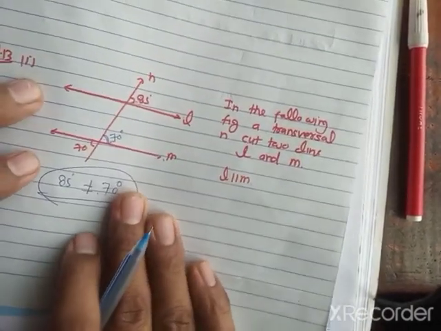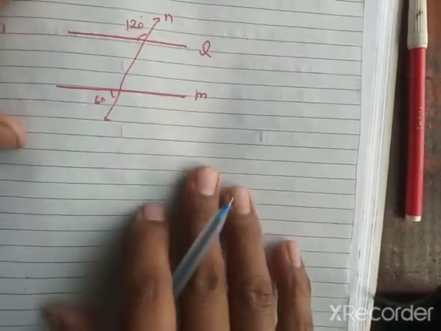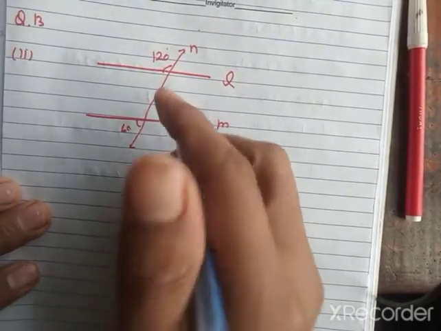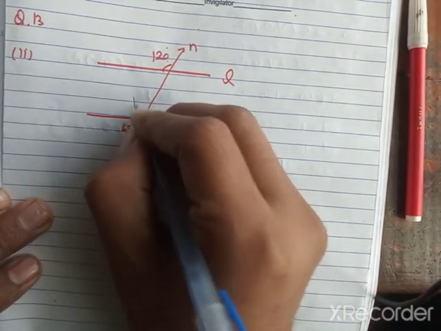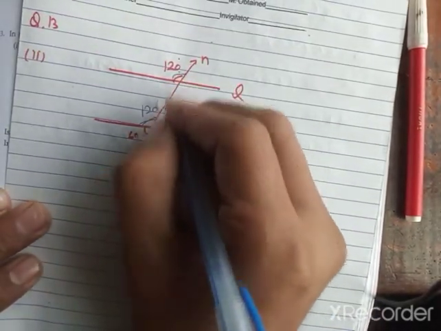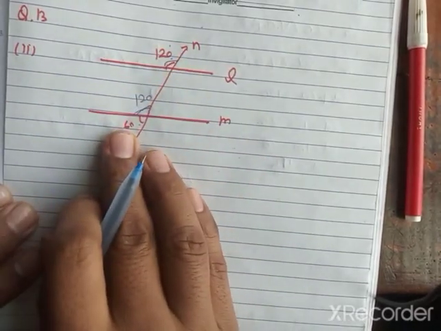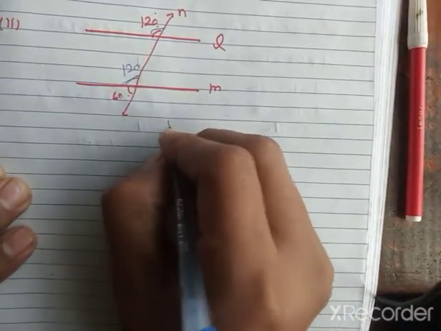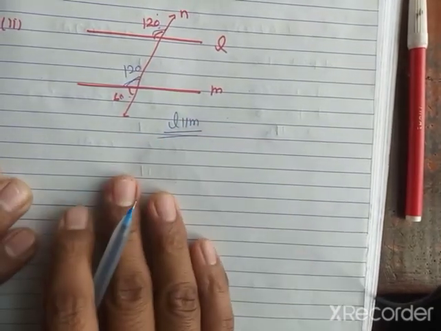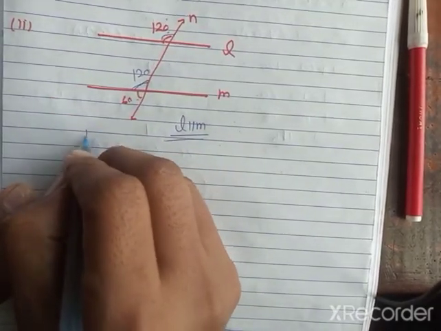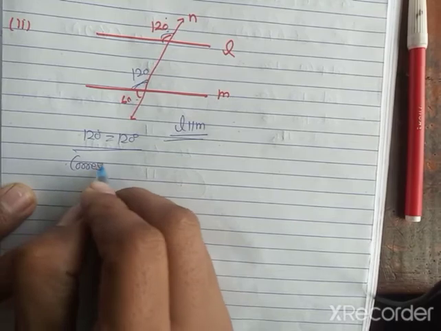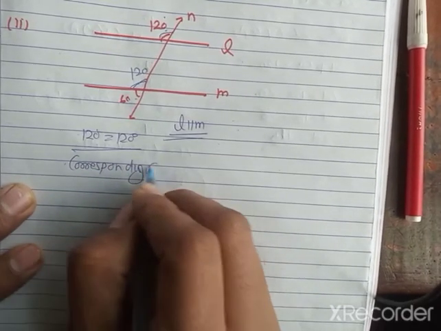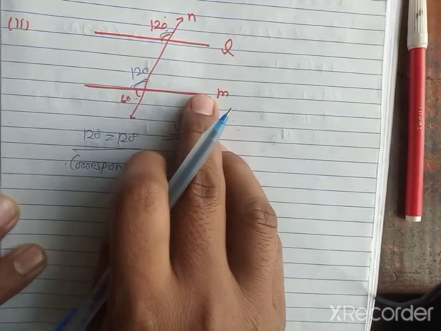Okay, now complete question number 13 first part and 13 second part. Check whether the lines are parallel or not. In 13 second part, this is 120 degrees and this is 60 degrees, then this angle is 120 degrees. These are corresponding angles. If corresponding angles are equal, then the lines are parallel. It means in this case L is parallel to M, because 120 is equal to 120 degrees. So both are corresponding angles. So L is parallel to M.